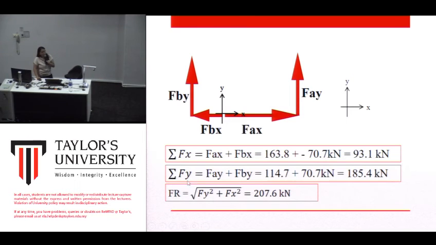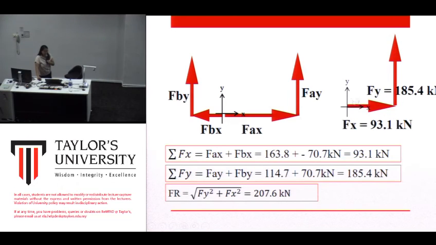The summation of force in y direction equals FAY plus FBY. So add these two forces together, 114.7 plus 70.7, and you have 185.4 kilonewton. So far so good? So what we have done is add all the x forces and y forces together, and this is what we have. The sum of force in x direction is positive, 93.1, and the y direction is positive as well, 185.4, going up.